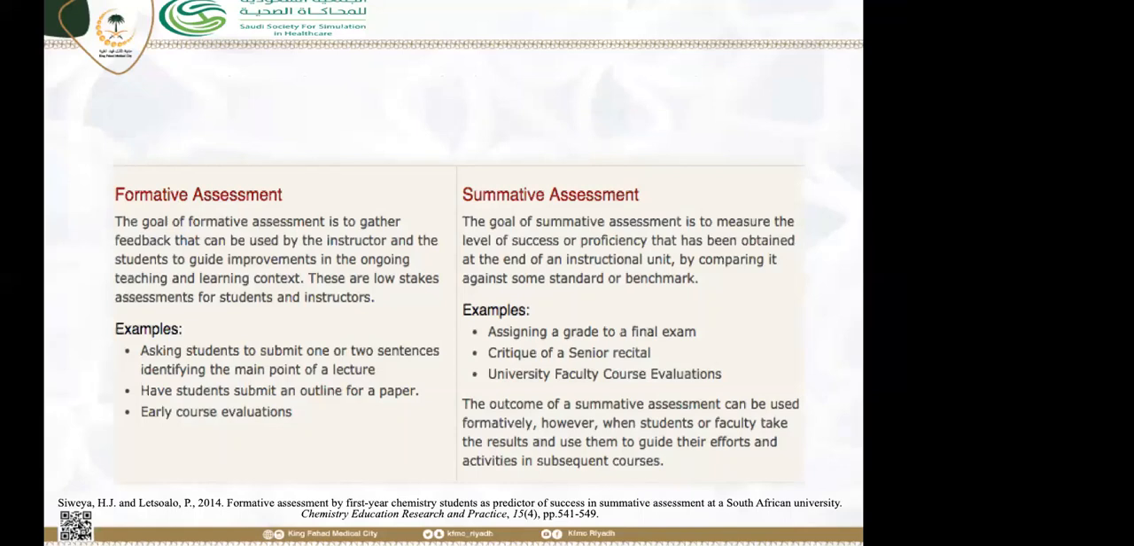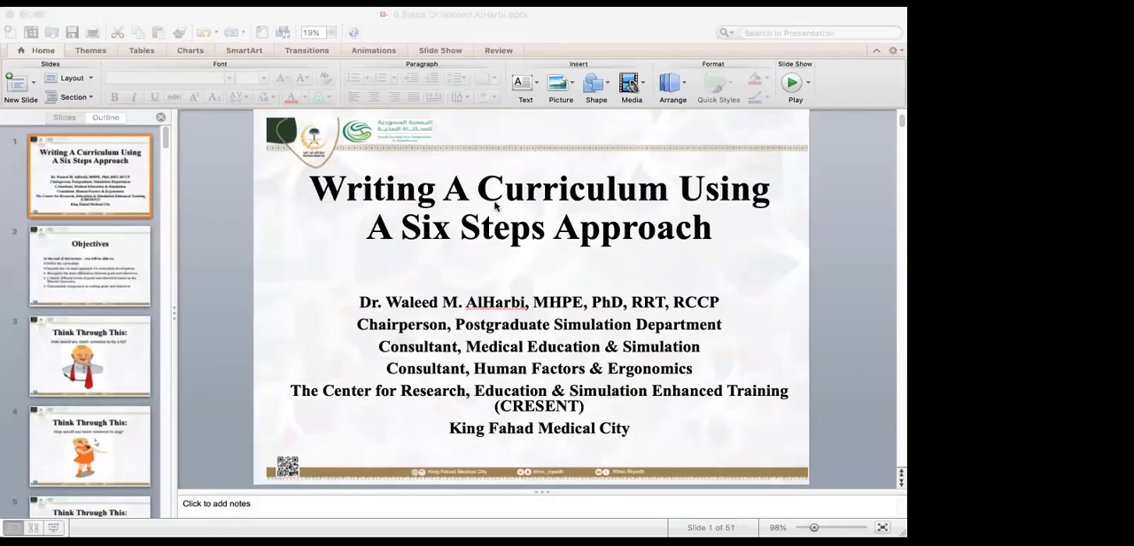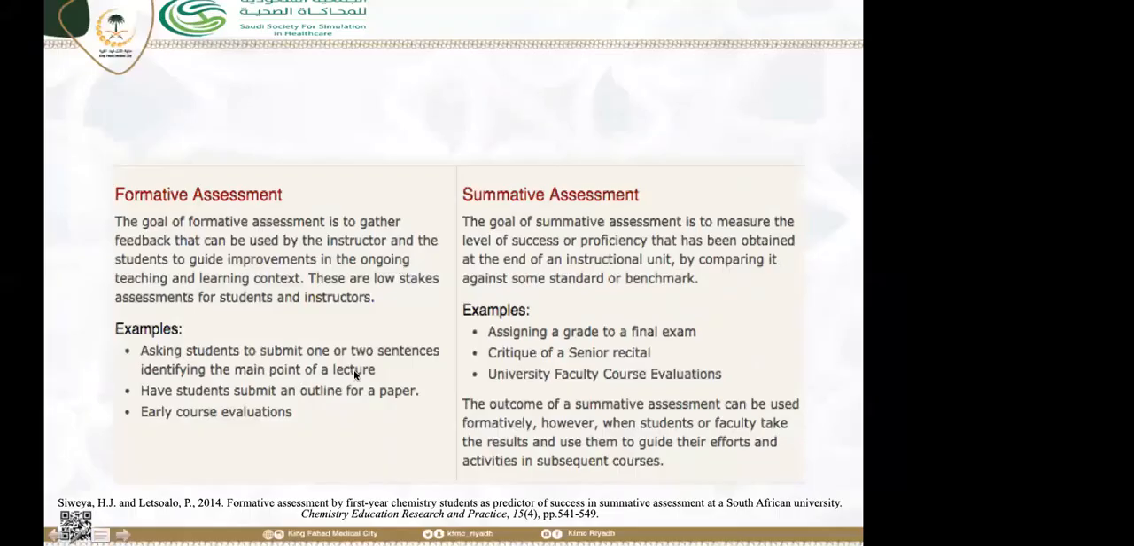Examples: asking students to submit one or two sentences identifying the main point of the lecture, having students submit an outline for a paper, early course evaluation, assist in a grade or the final exam after the simulation, critique a senior, like university faculty course evaluation.